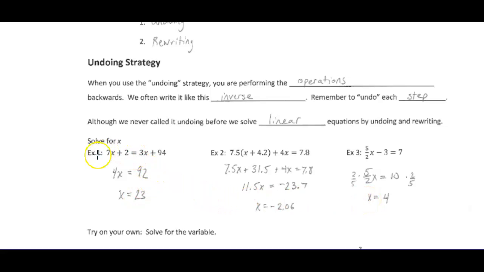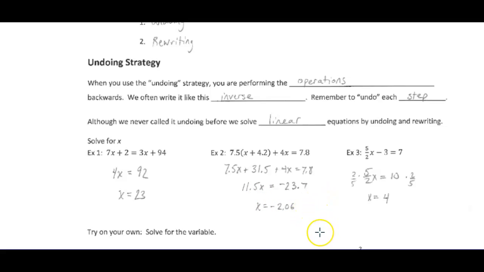So example 1, subtracting 3x gives us 4x, subtracting 2 gives us 92, and then dividing by 4 is the opposite of multiplying by 4, and so we get our result. So that was strictly undoing. In example 2, we can use rewriting first by using the distributive property. So another way to write this first part here is to distribute the 7.5, and also then we need to combine our like terms. And at the same time that I combined 7.5x and 4x, I also subtracted the 31.5 to the right side. So this was a combination of rewriting and undoing on this line. And then finally undoing the division, with multiplication, to get our result.